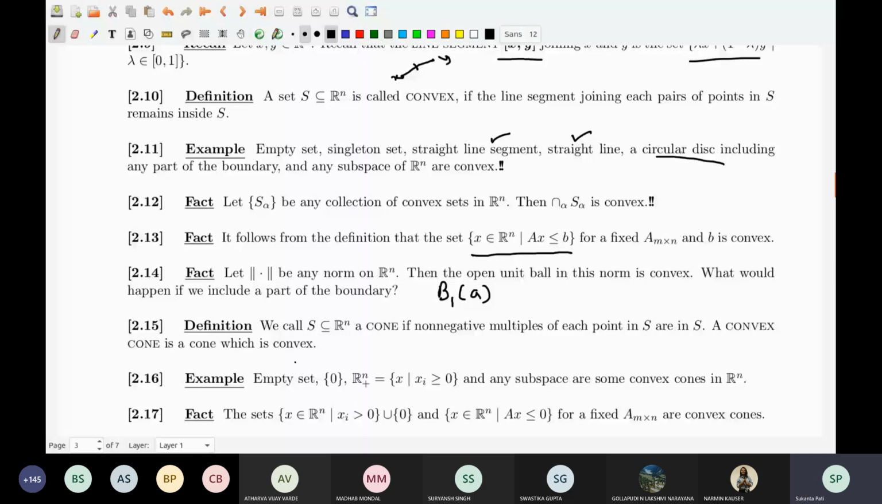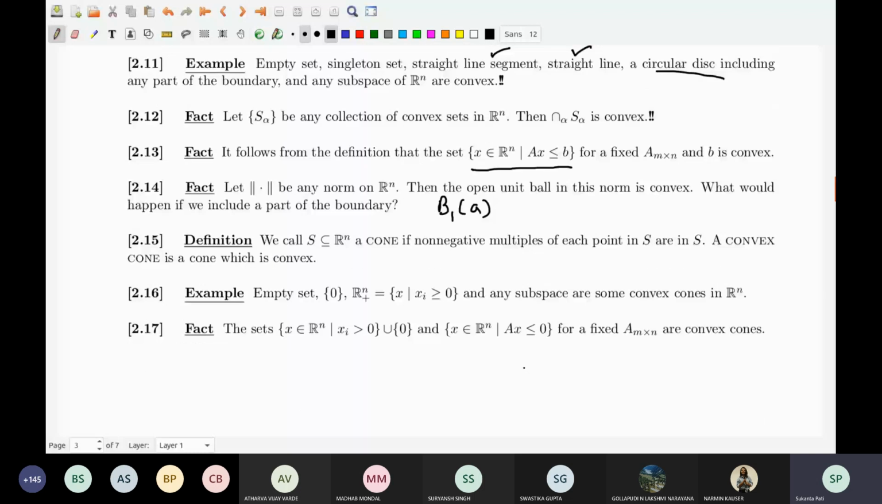You need one Y1, you need many definitions. Okay, there is another simple definition, it is called a cone. What is a cone? A cone is a set such that whenever there is a point, all non-negative multiples of that point are also there. That's what it is. And what is a convex cone? A convex cone is a cone and it is convex.